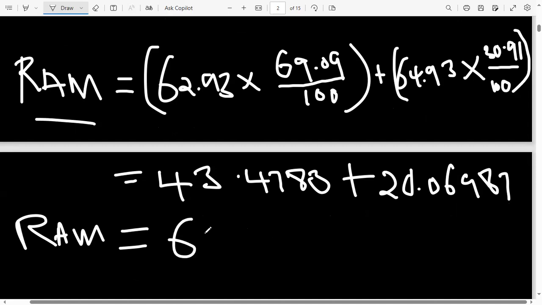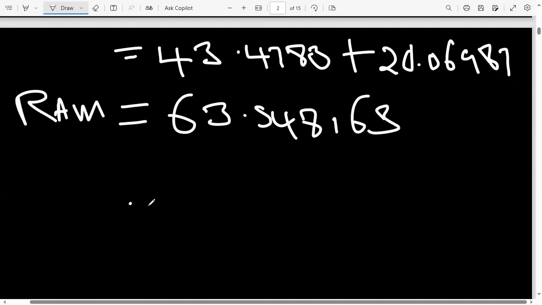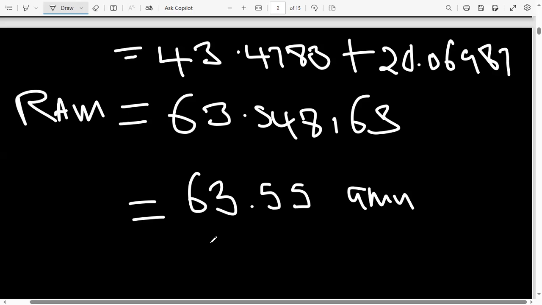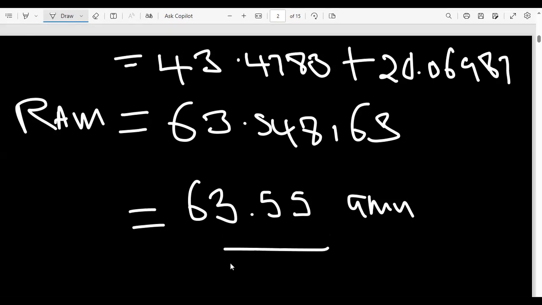So I'm getting this 63.548163. So I can round off these to 4 significant figures. Okay, so I can say this is 63.55 atomic mass units. So this here is the relative atomic mass for copper. Any questions there? I'm sure it's very clear, right?